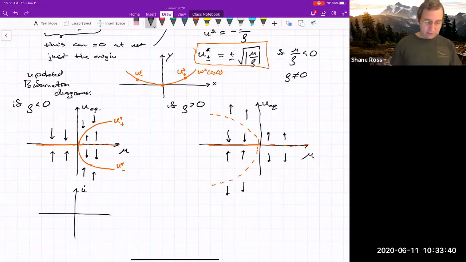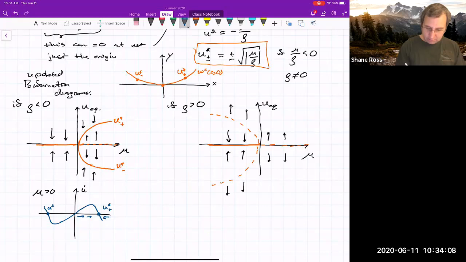But you could have also plotted u dot. So this is for mu greater than 0. We would have a 0 at u star plus. So that means the origin is unstable. And then you've got that stable u star plus, and same over here for u star minus. And we could do something similar over here, but I won't.